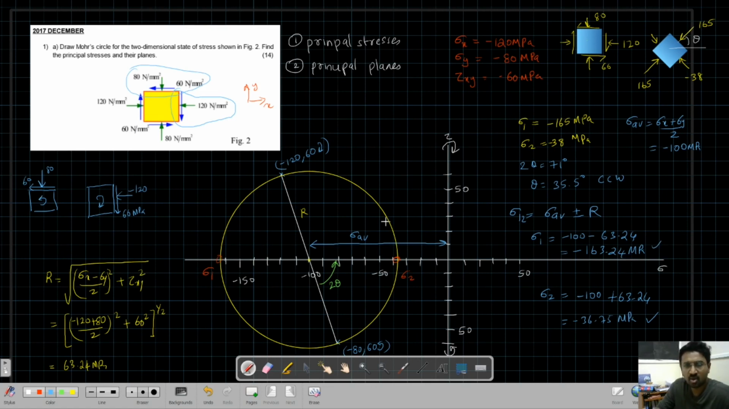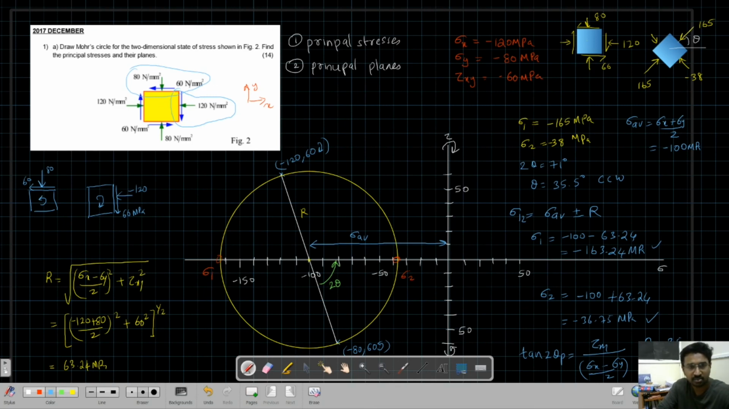Now what about theta? We have to see theta. Theta we can find by this formula: tan 2 theta p equal to tau xy by sigma x minus sigma y by 2. This will give me the value of theta p. If you work this out here also, you will get theta p equal to 35 point something, which is the same answer that we have got. I'm not working this out, but I hope it is clear. So this is how you solve this problem.